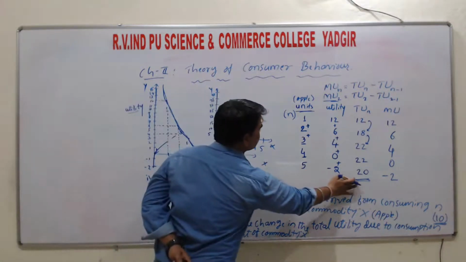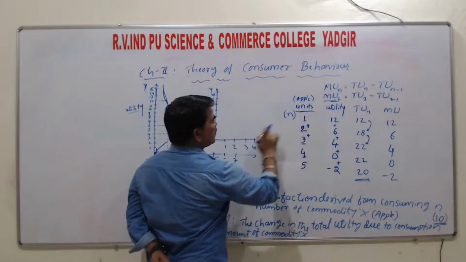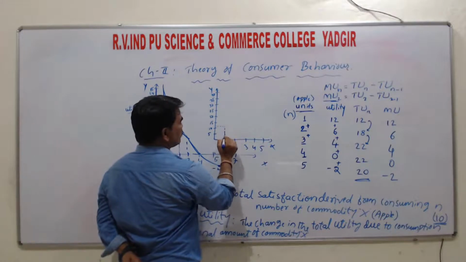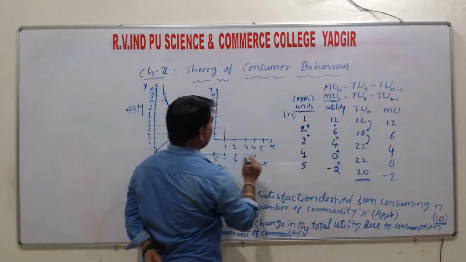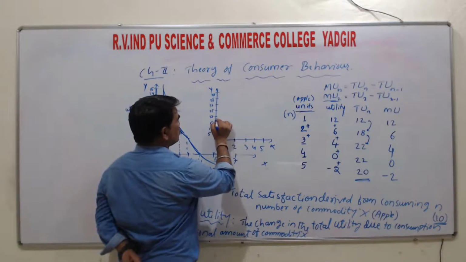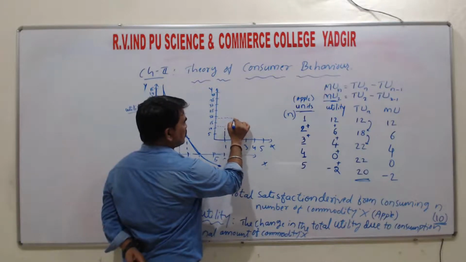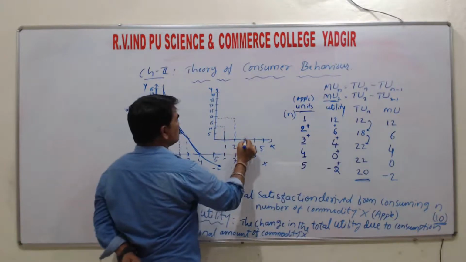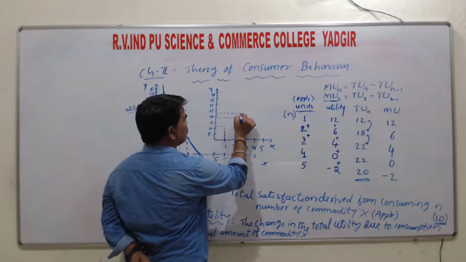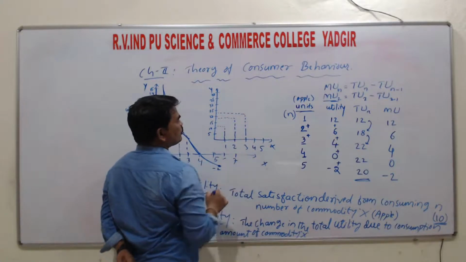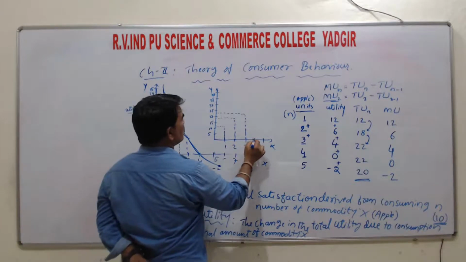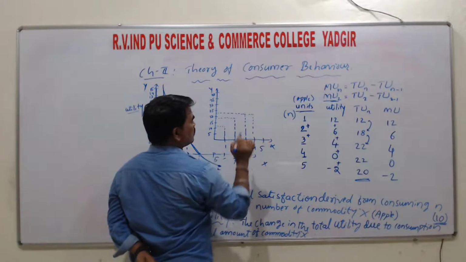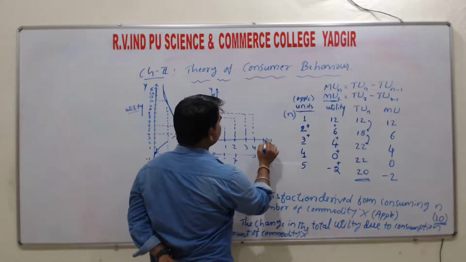Now I will represent this data here. For the first unit, the total utility is 12. Let's say it's here. For the second unit, it is 18. For the third unit, it is 22. For the fourth unit, it is the same again, 22. For the fifth unit, it is 20.